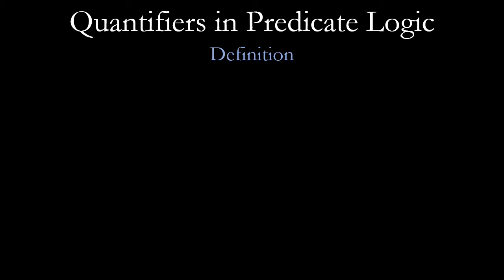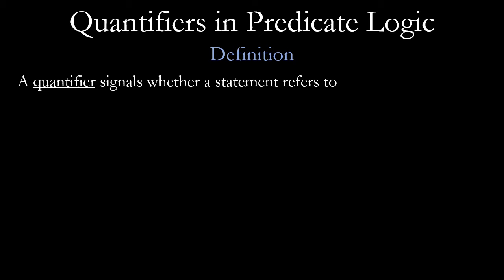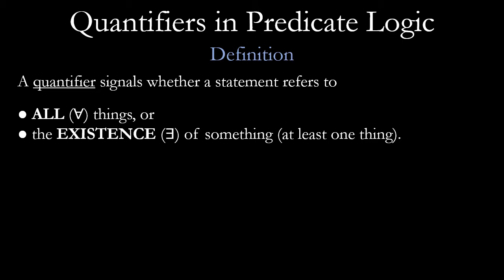Today we're going to go over quantifiers in predicate logic. This video already assumes a basic understanding of predicate logic, the use of symbols, the use of operators, and the rules of inference, and so forth. So a quantifier signals whether a statement refers to all things or the existence of something, or at least one thing. It's kind of equivalent to the word some or something, right?